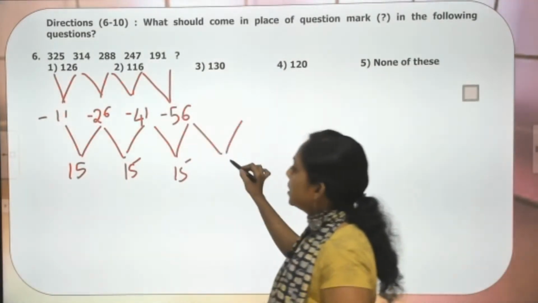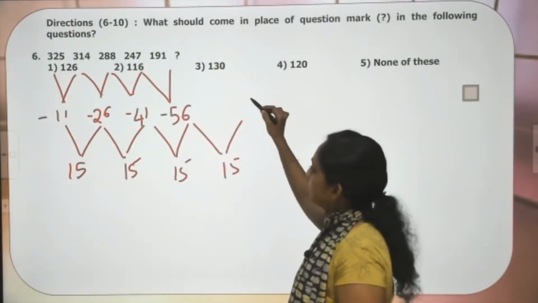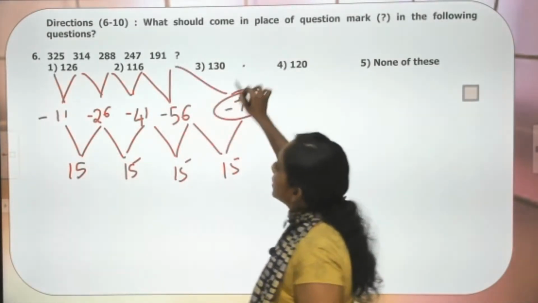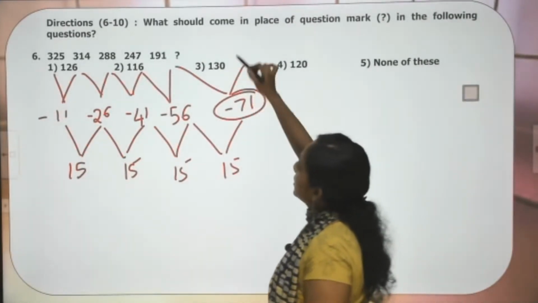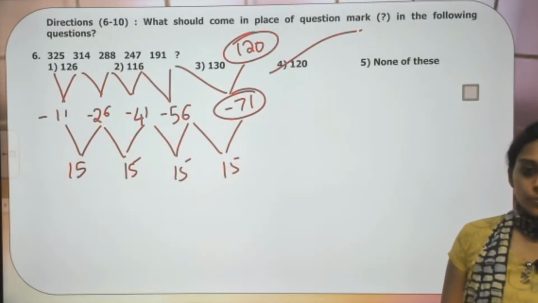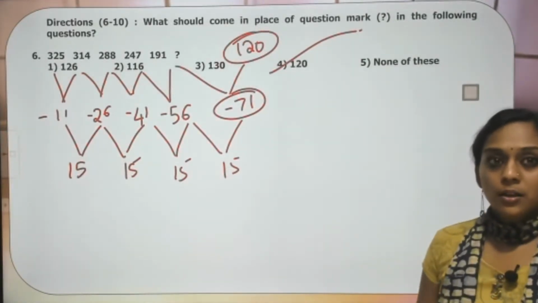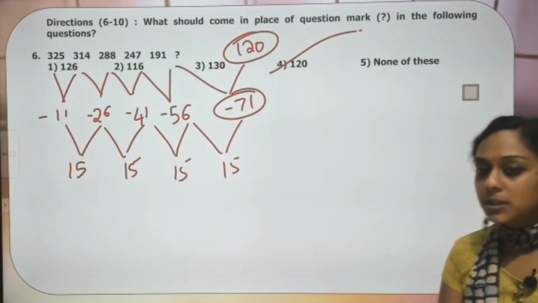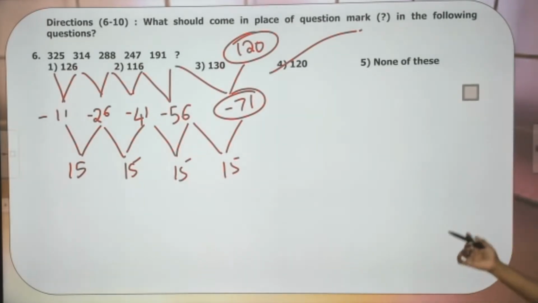So next step, add 15 here, so that will be 71. So the answer is minus 71. So that is 191 minus 71, so that is 120. So the answer is 120, option 4. Hope it is clear for you. Many of you have commented the right answer. Okay, so I am moving into the next question.